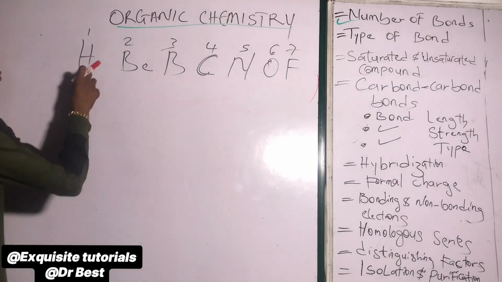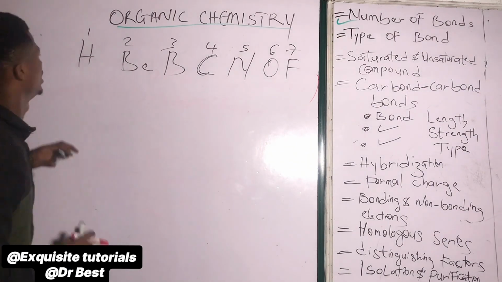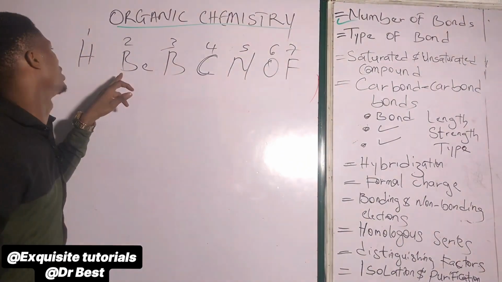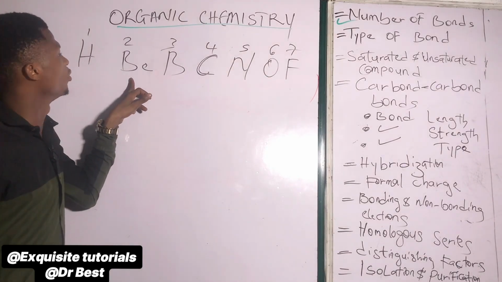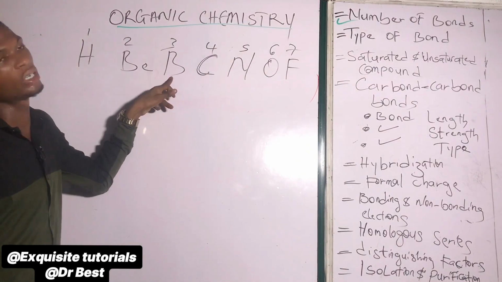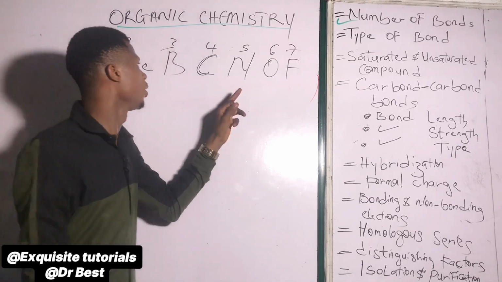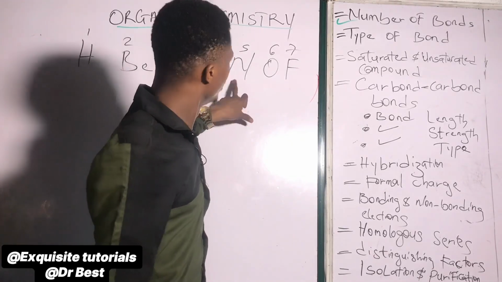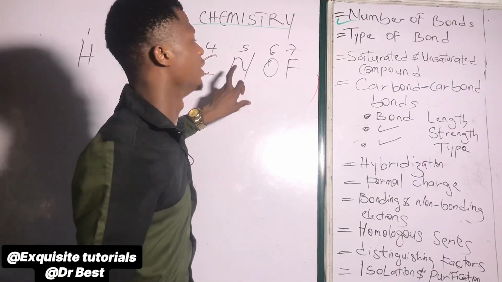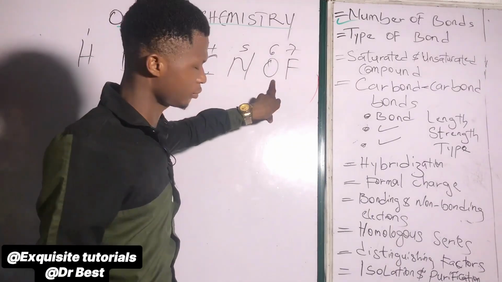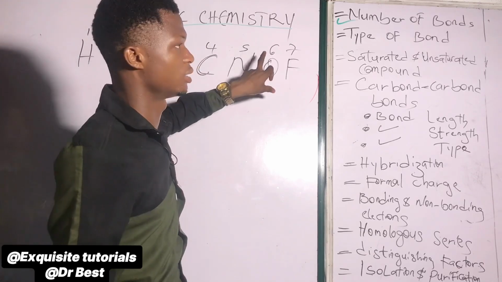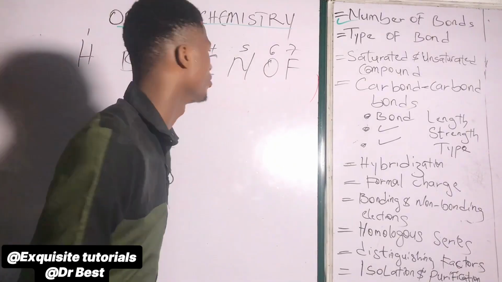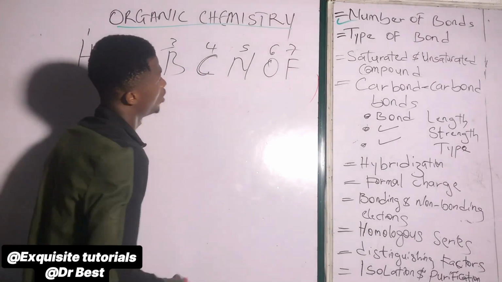Group 1 elements are elements with +1, for example hydrogen. Group 2 elements are elements with +2, for example beryllium. Boron is +3, carbon is group 4. Nitrogen is group 5 with a valence of -3. Oxygen is group 6, with a valence of -2. Fluorine is group 7 with a valence of -1.